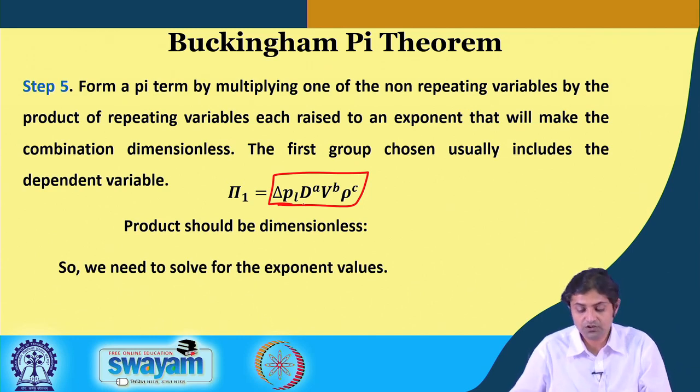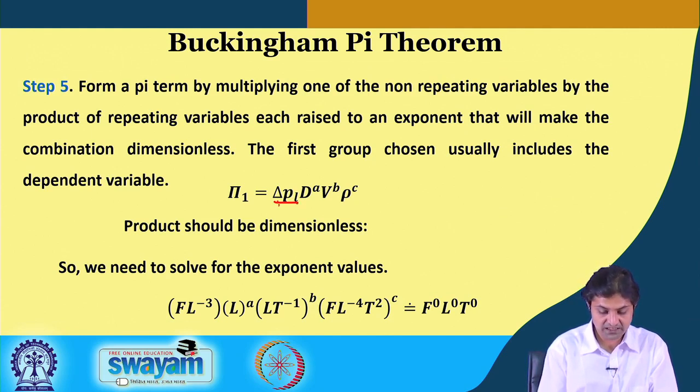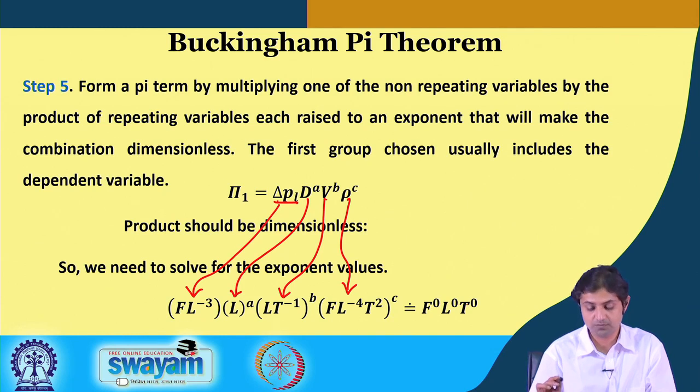So, we need to solve for these exponent values. How? Simply, we have written the dimensions of delta pressure per unit length, because we wrote the dimensions of each of these variables. D to the power a means L to the power a. V is LT minus 1, so V to the power b, and rho is FL minus 4 T squared, and this to the power c, should have no dimension. No dimension means F to the power 0, L to the power 0, T to the power 0.